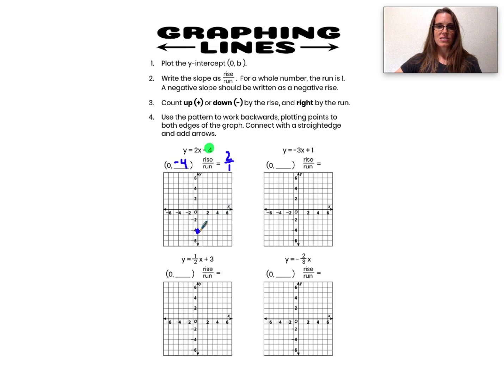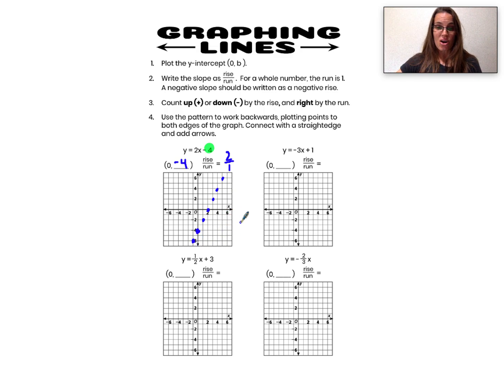Now I start at my y-intercept and I count up by the rise of 2, up 1, 2, right by the run of 1. Up 1, 2, right 1. Yes, you have to do all these points. Now I also need to continue my pattern backwards. So instead of up 2, right 1, I go down 2, left 1.